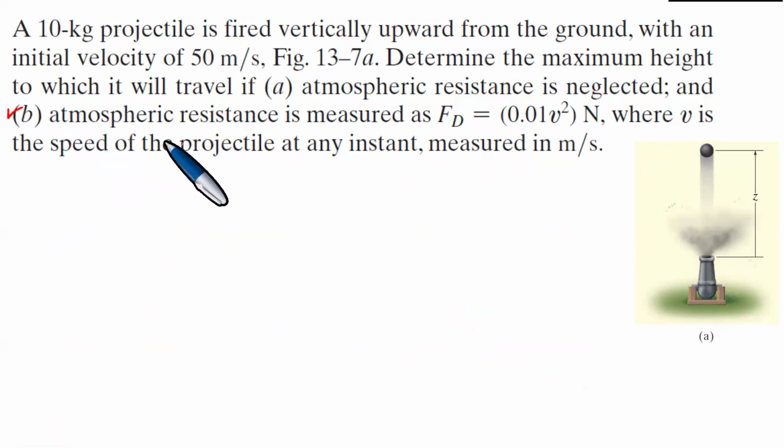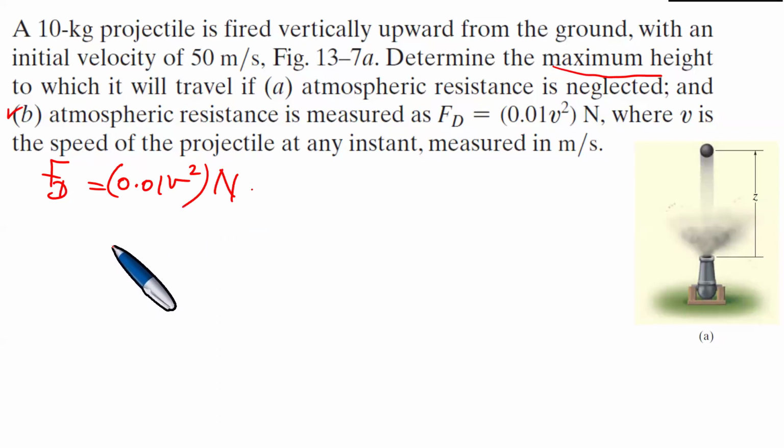In part B, we are saying the atmospheric resistance now is measured as Fd equals 0.01 V squared newtons, where V is the speed of the projectile at any instant measured in meters per second. Right, and what we want to calculate is the maximum height. If we have been given the Fd, which means that Fd is 0.01 V squared newtons, this becomes the force experienced by this particular object there.